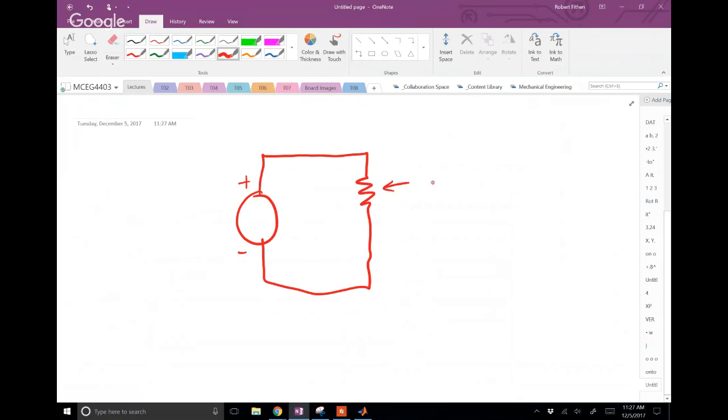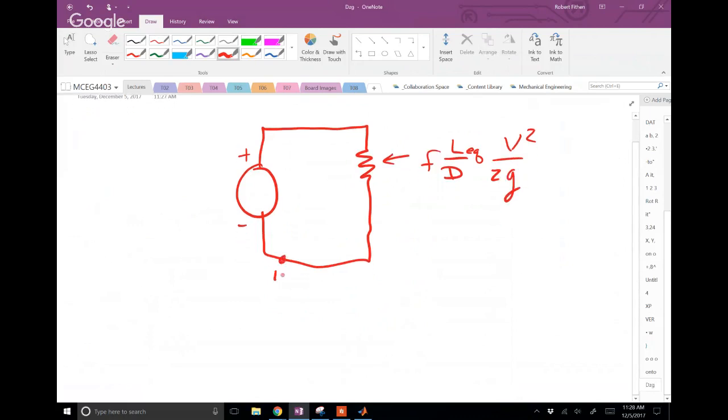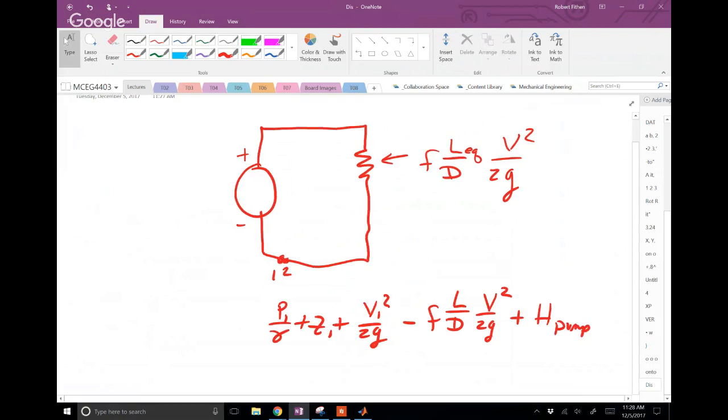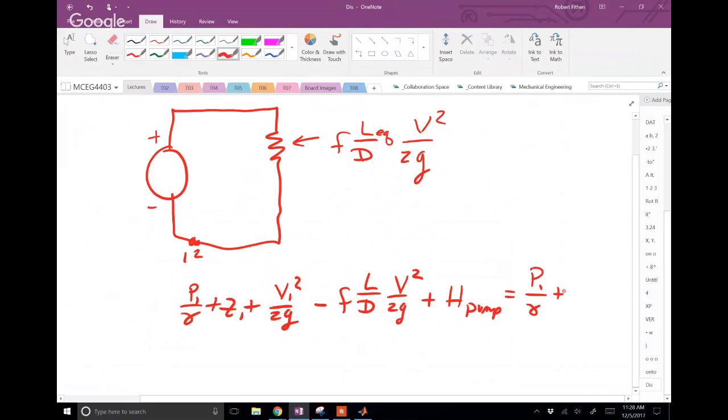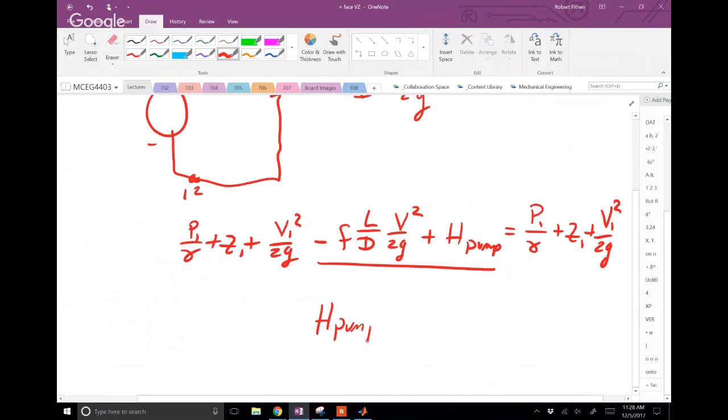So if you look at it, let's just say the losses here are FL over D, I'll say equivalent length, V squared over 2G. And if you look at this thing and you pick a spot and you call it 1, and you pick the one right next to it, call it 2, P1 over gamma plus Z1 plus V1 squared over 2G minus all the losses plus the head of the pump is equal to P1 over gamma plus Z1 plus V1 squared over 2G, because you went around the loop all the way back, which means you're left with that. Head of the pump is equal to FL over D times V squared over 2G.